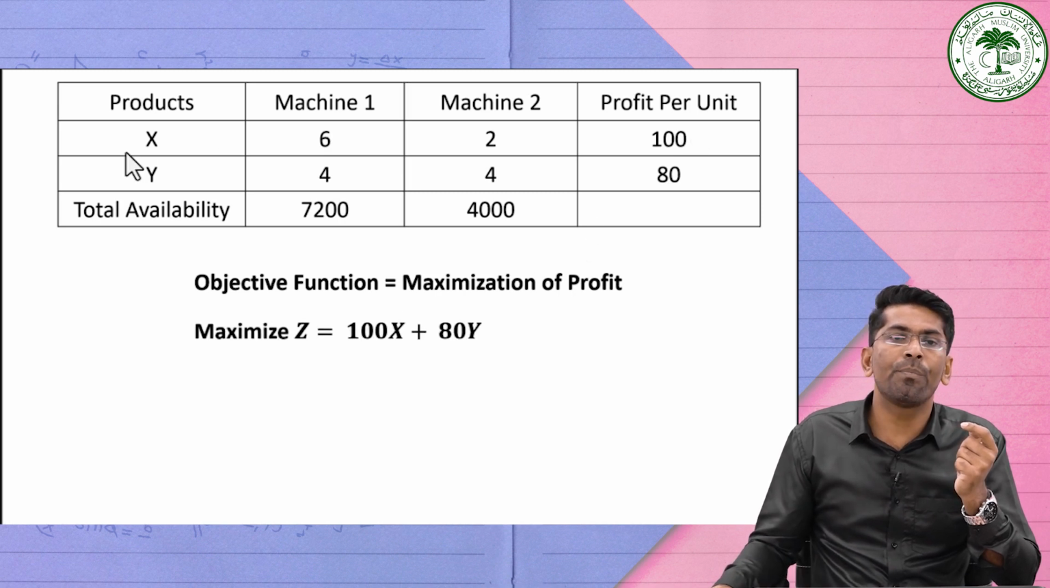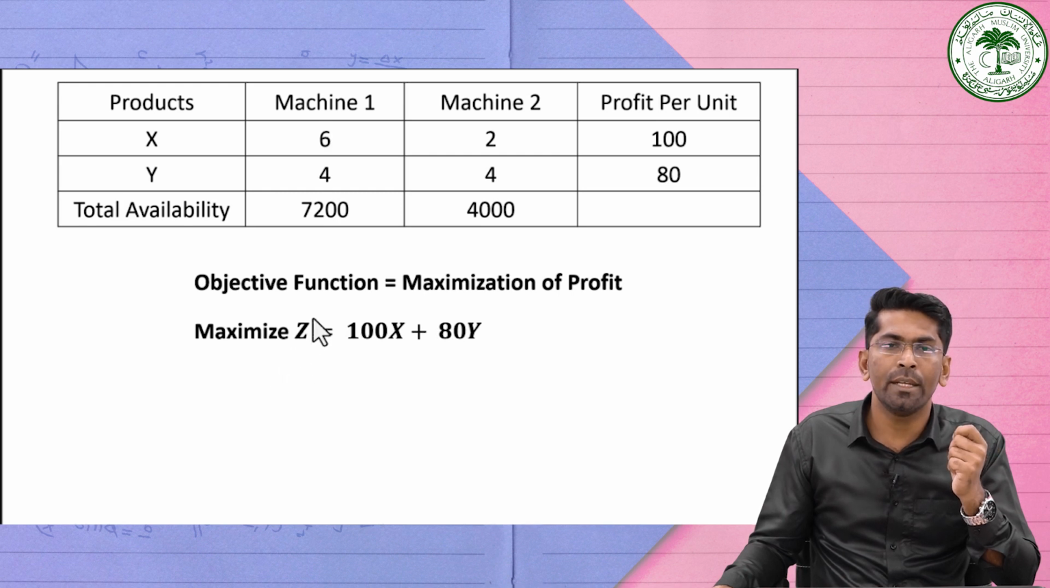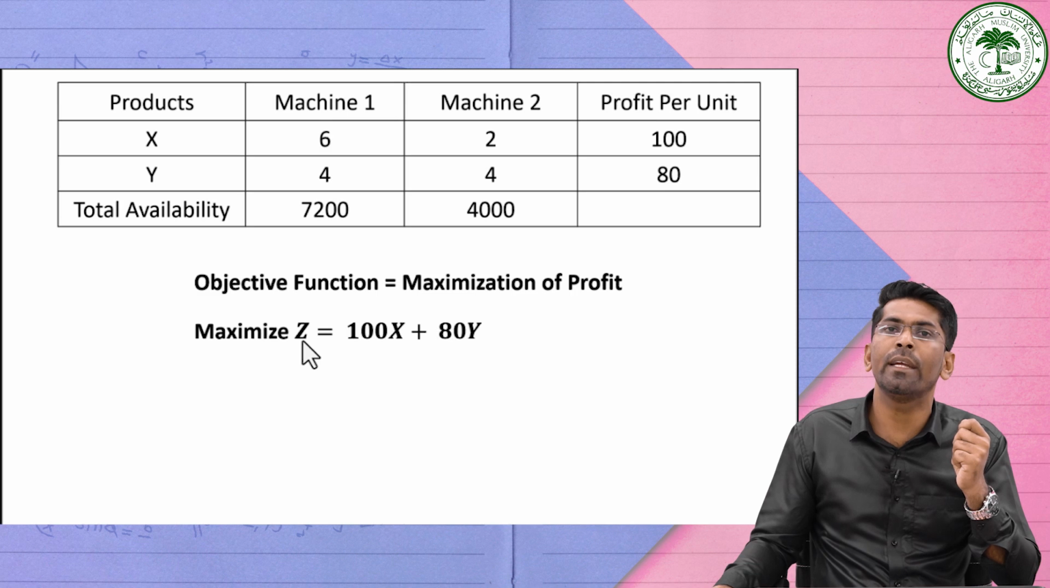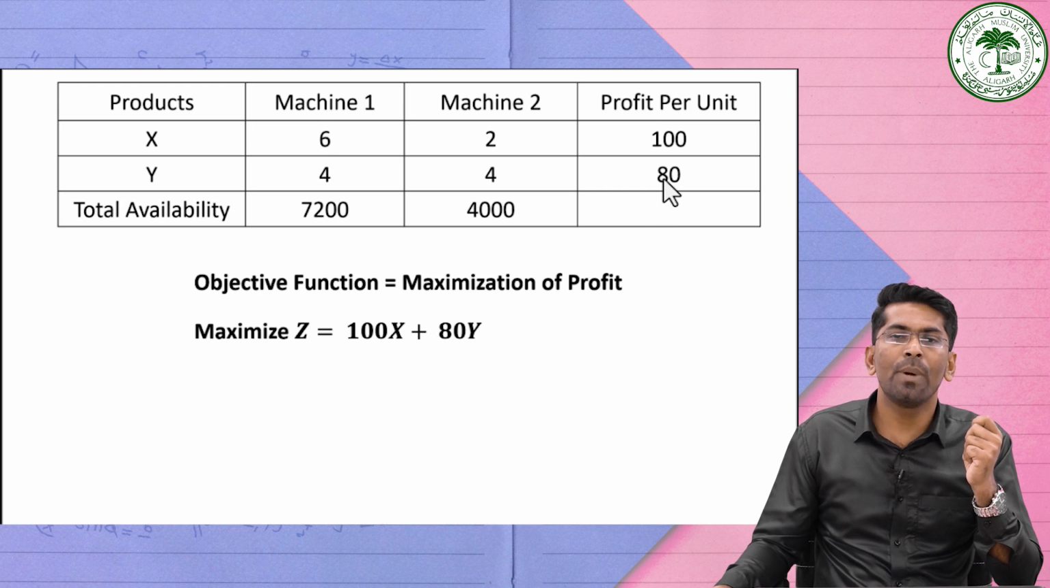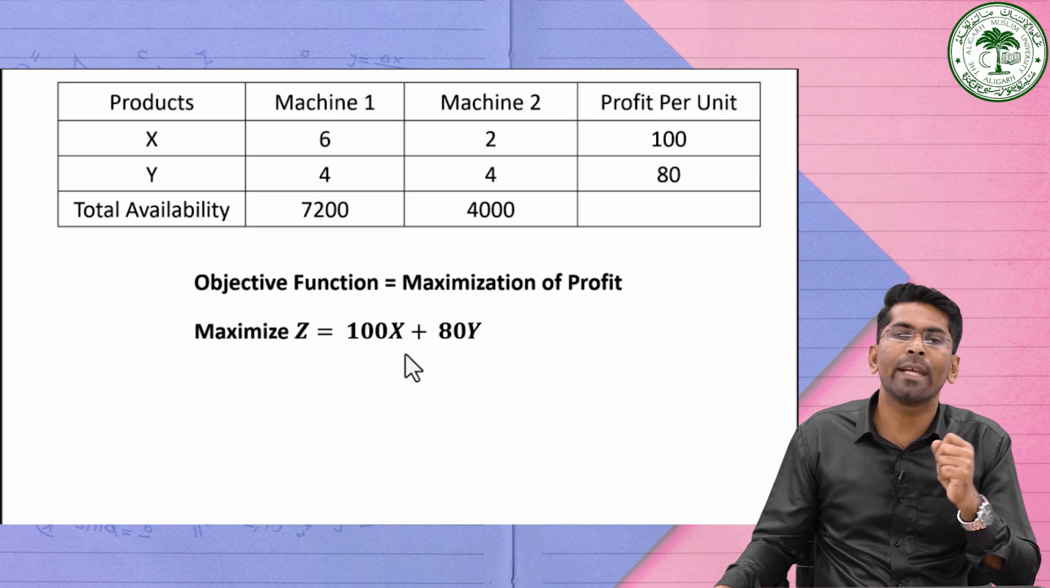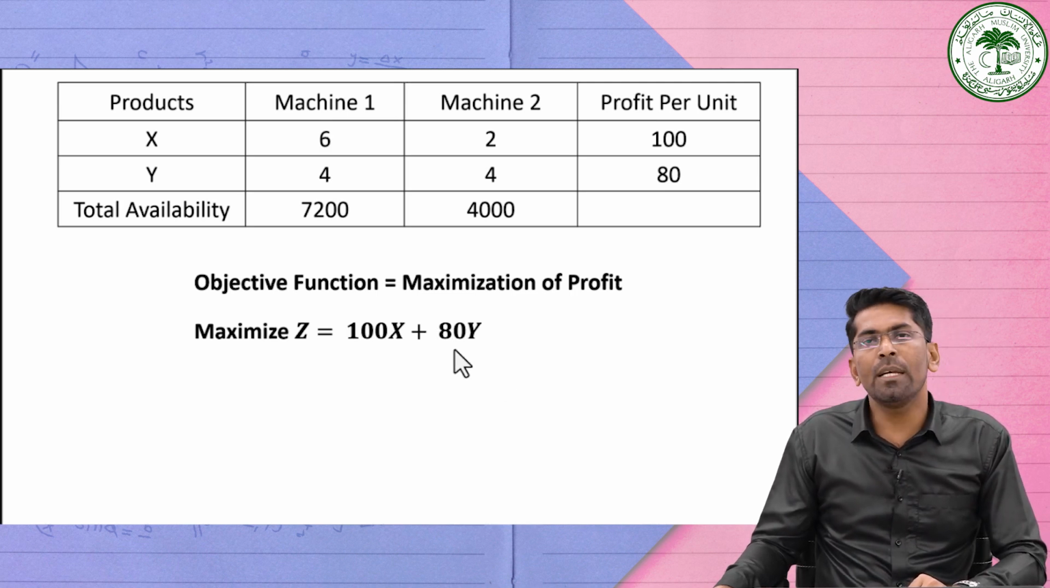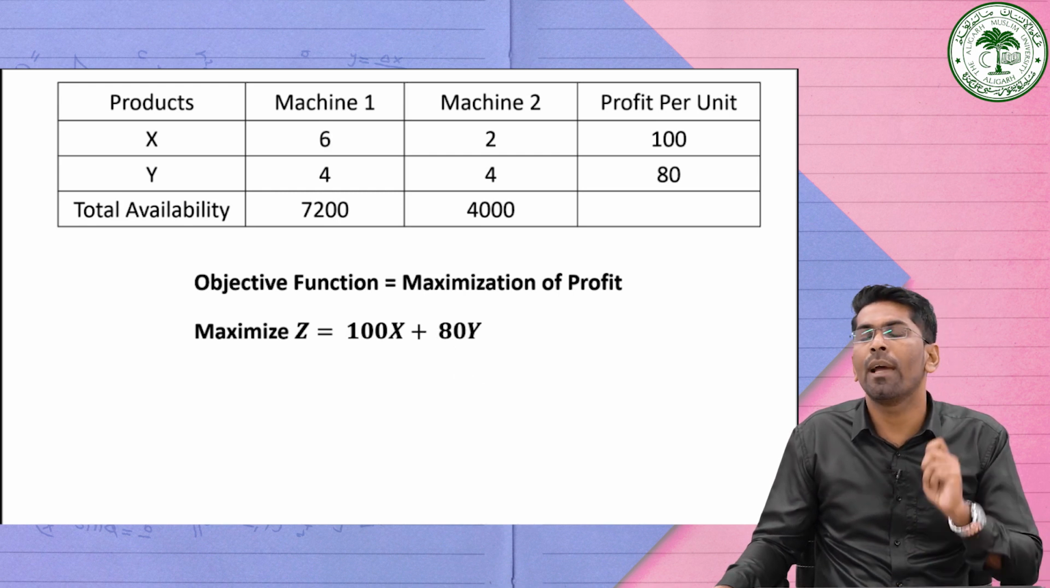That is from the sale of product X, it is 100 rupees, and from the sale of product Y, it is 80 rupees. So I am writing here our objective function, that is we want to maximize Z. Z I am denoting in terms of profit, which is equal to 100X plus 80Y, because this is the profit rate which is given for the commodity X and Y respectively. So this is the objective function, that is maximization of profit, which is equal to 100X plus 80Y.